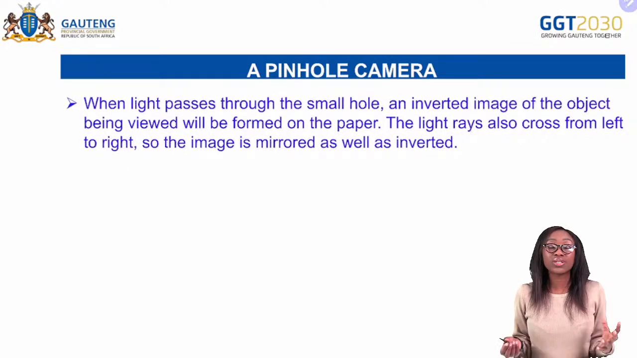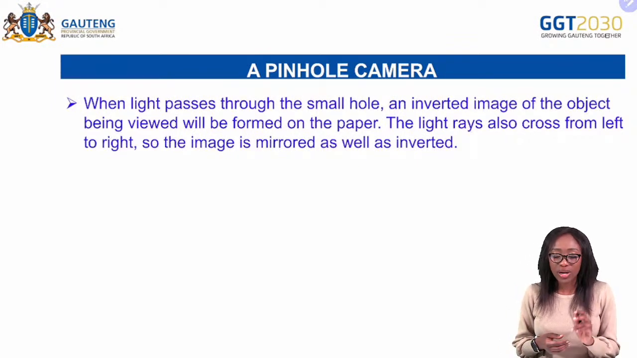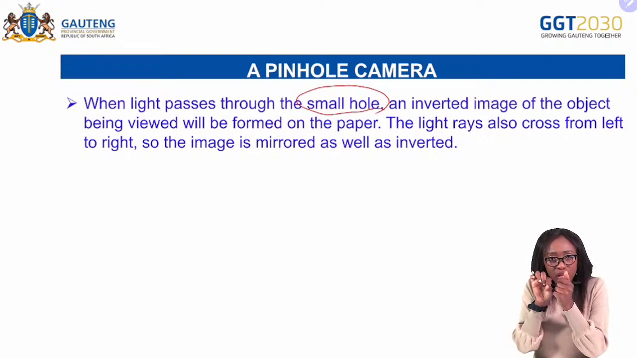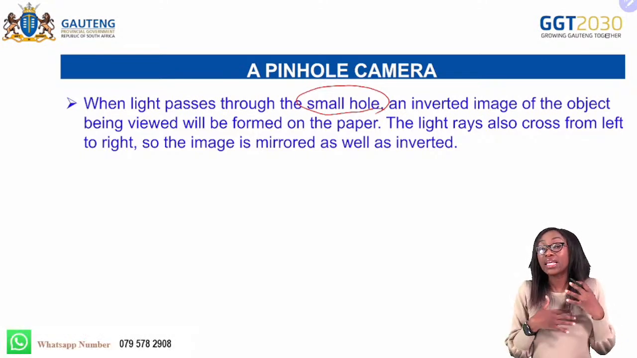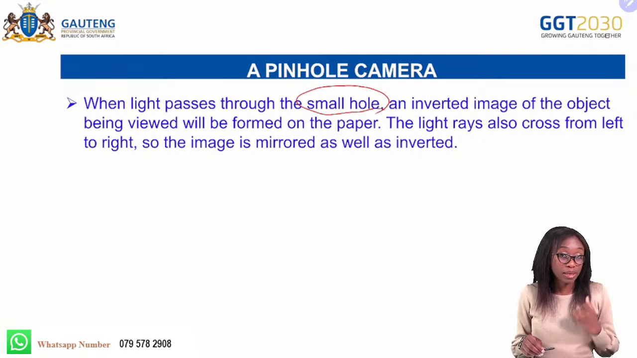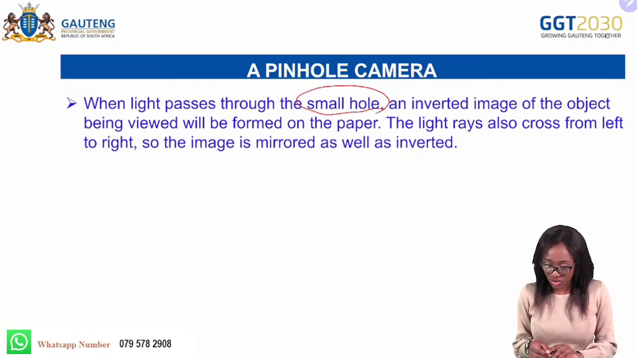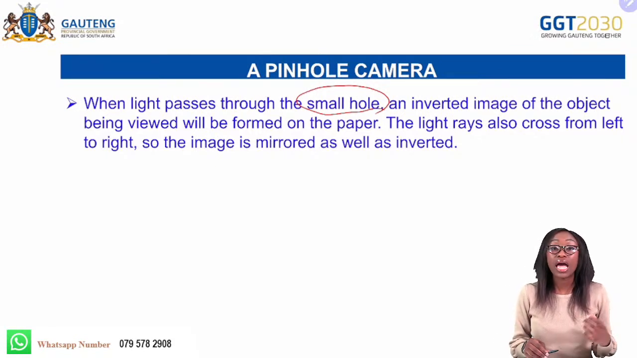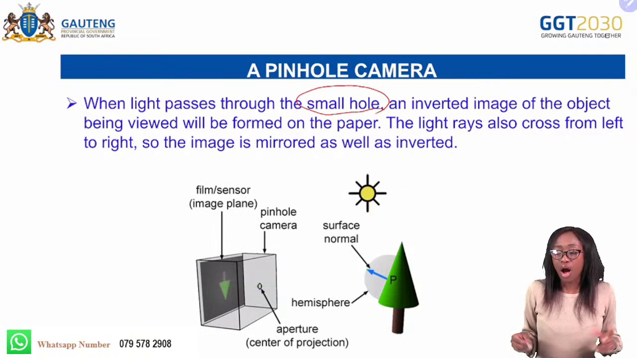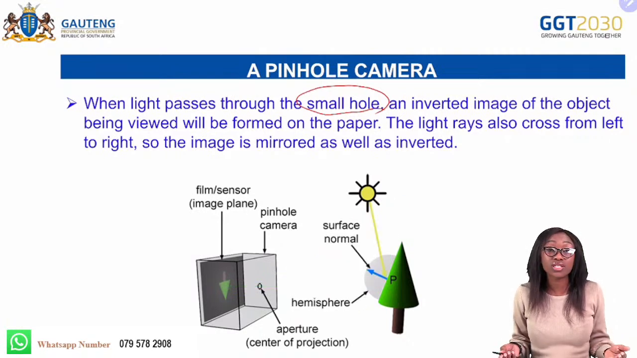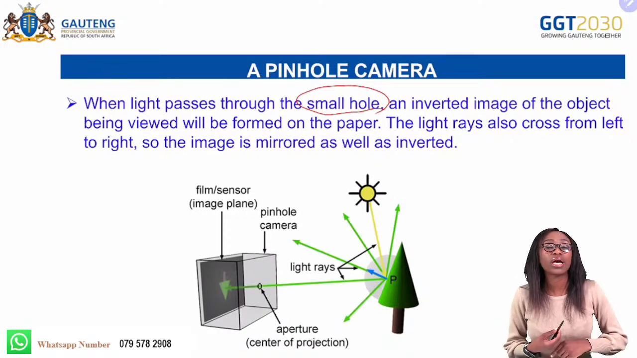Now, how does the pinhole camera work? So this is how it works. When light passes through that small hole, the hole that we made with the pin, an inverted image of the object being viewed will be formed on the tracing paper. The light rays also cross from the left to the right, so the image is mirrored as well as inverted. Now, let's use this diagram to explain how the pinhole camera works.